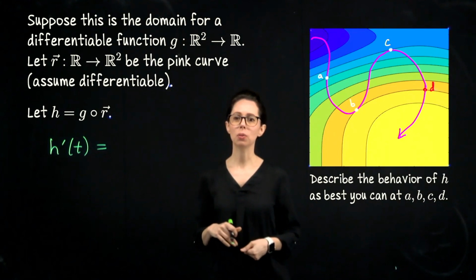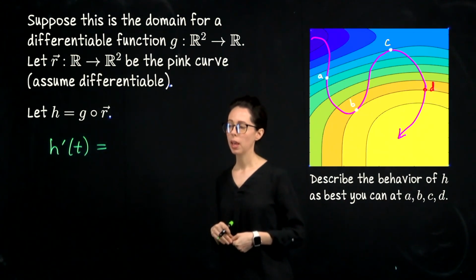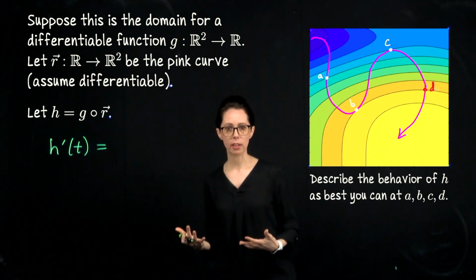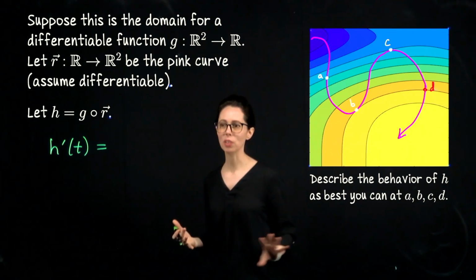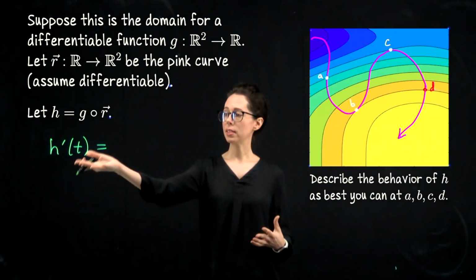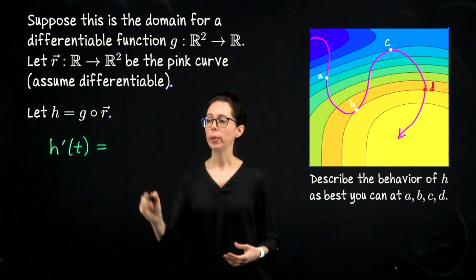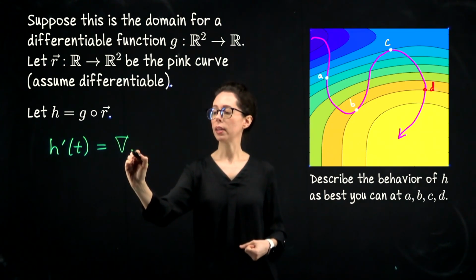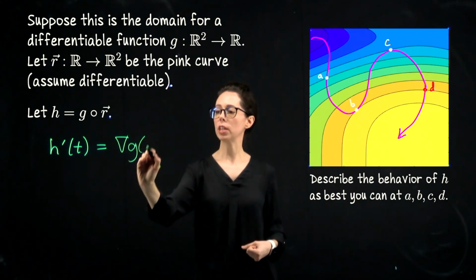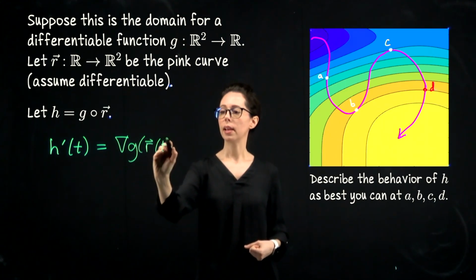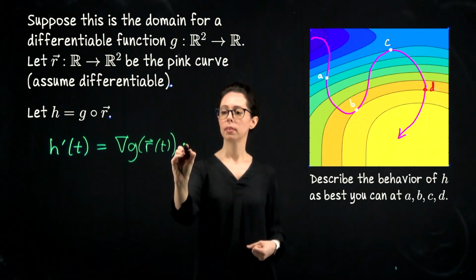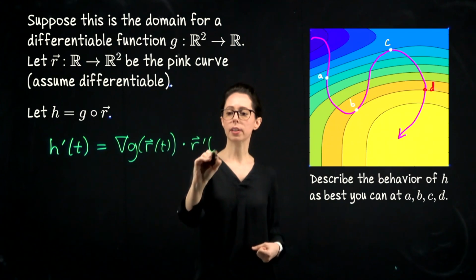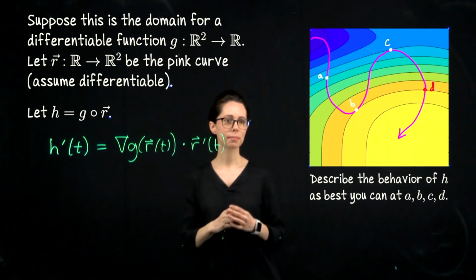It's just a plain old Calc 1 derivative. But using our discussion of a minute ago, I'm not going to rederive it with the chain rule, I'm just going to write it down. This h prime of t scalar quantity we can get by doing the dot product of the gradient of g at r of t and the velocity vector tangent to the curve.